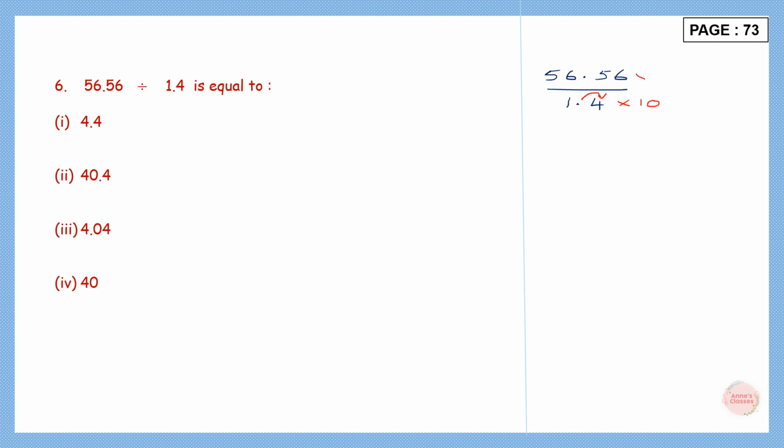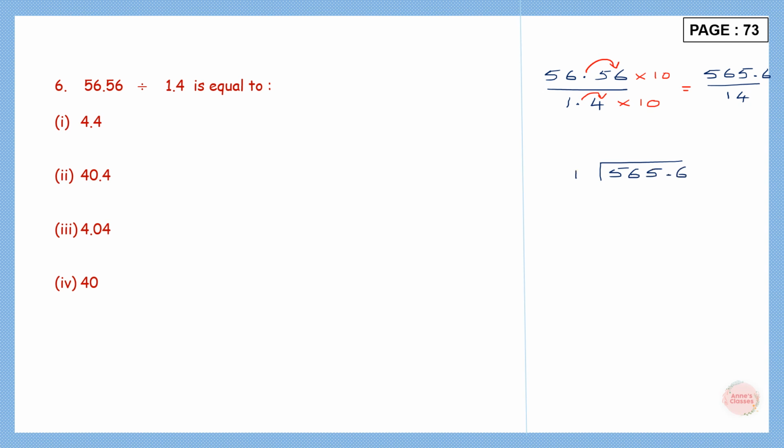That means here also I must multiply by 10. So now what do I get? Here also the point will move, and in the denominator also it will move. So now my number is 565.6 divided by 14. Now I can do normal division. So let's do that.